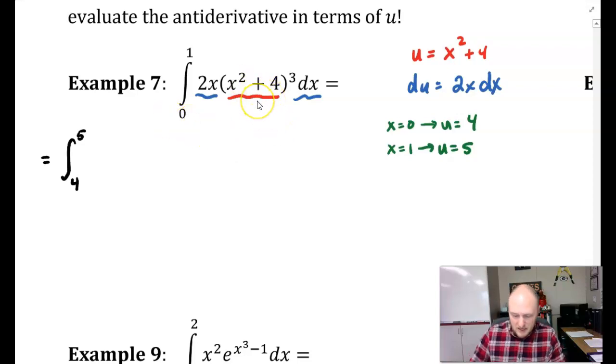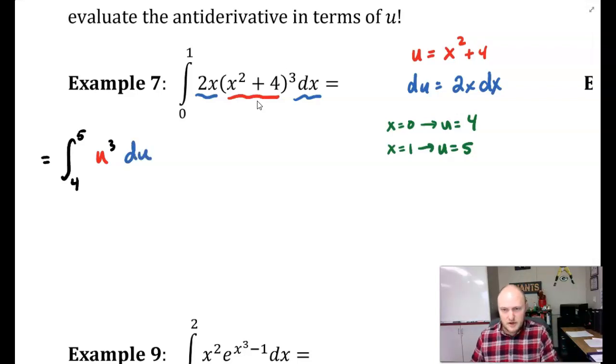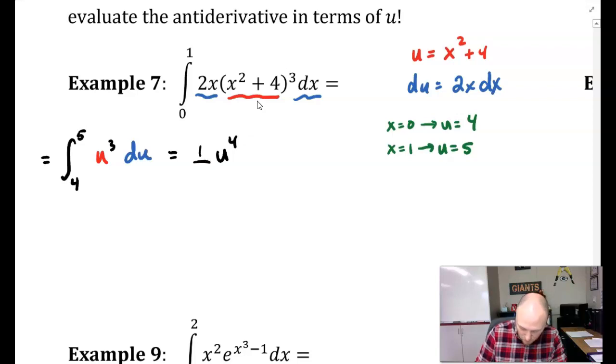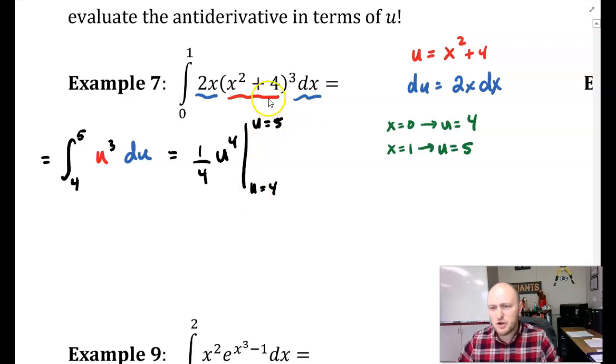And I'm going to replace my u there, the x squared plus 4, that's u to the power of 3. And then 2x dx, that is my du. Okay, so I am integrating u cubed. Well, the antiderivative of u cubed is u to the 4th divided by 4, so I'm going to multiply by 1/4, and I am evaluating from u equals 4 to u equals 5. Now you could just put 4 to 5.